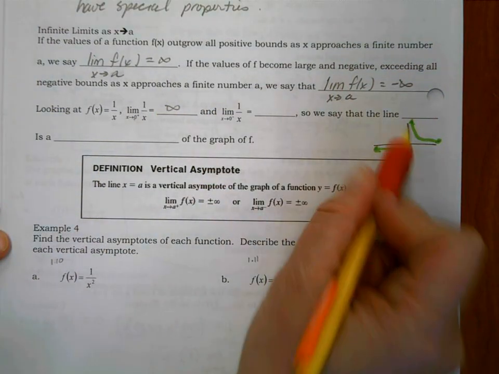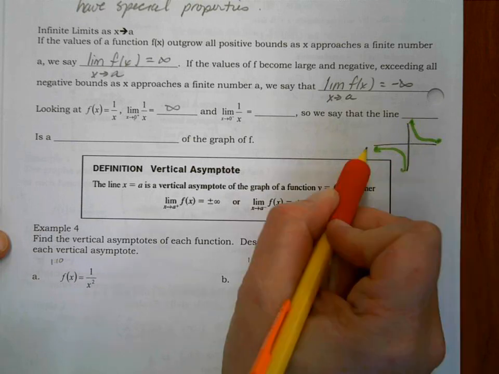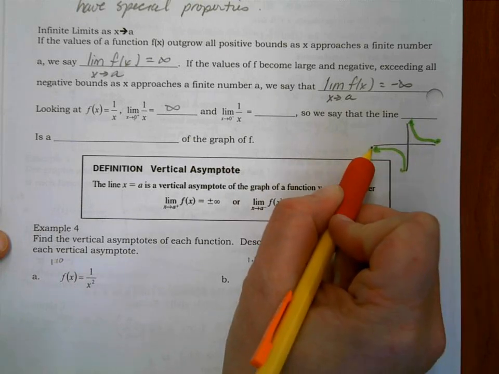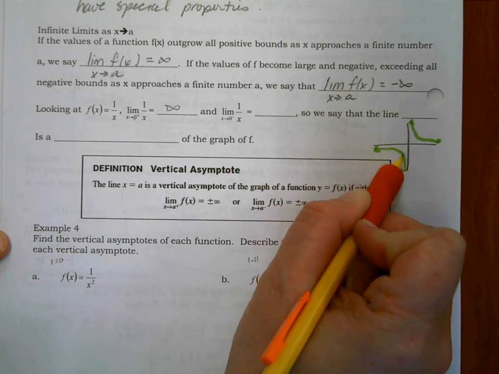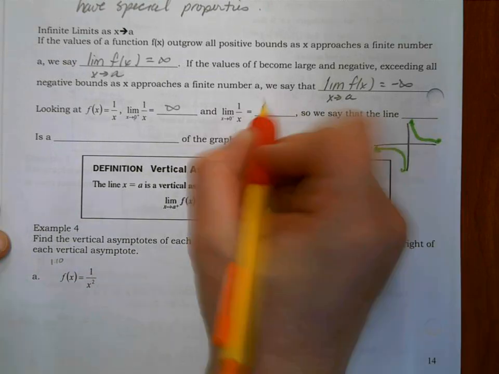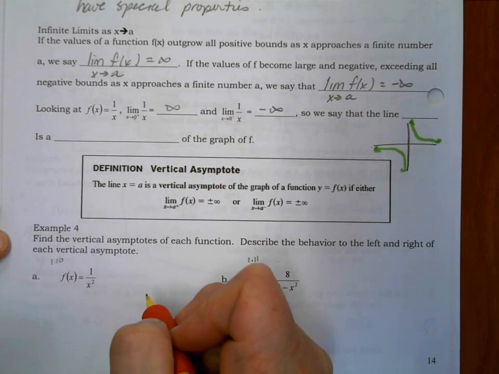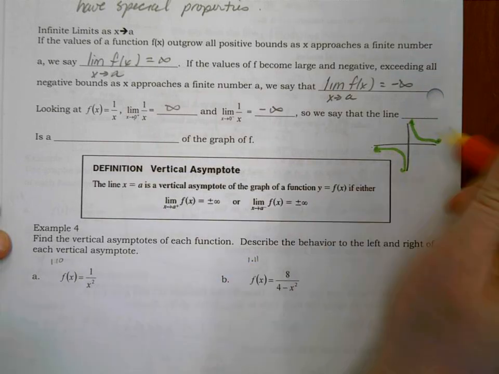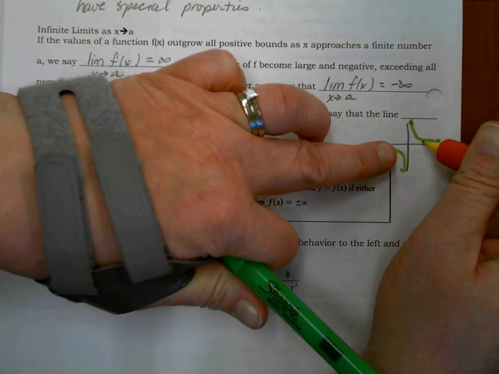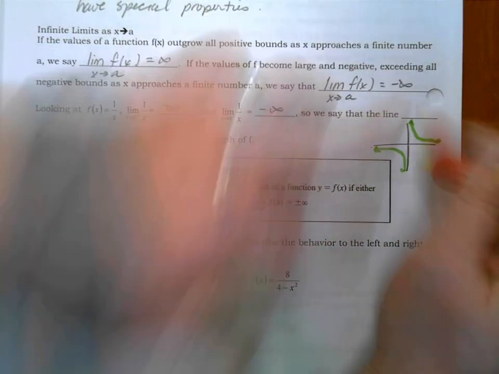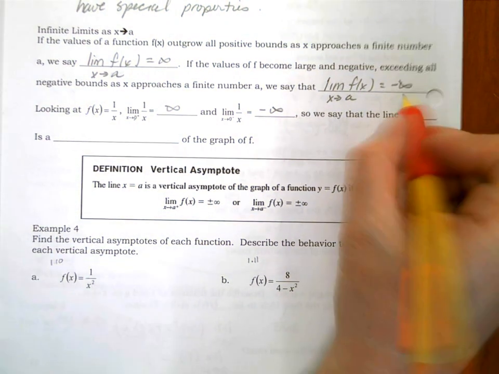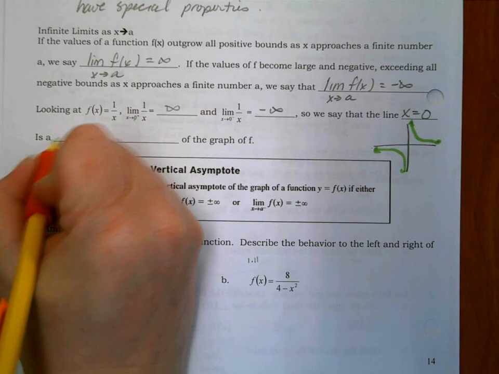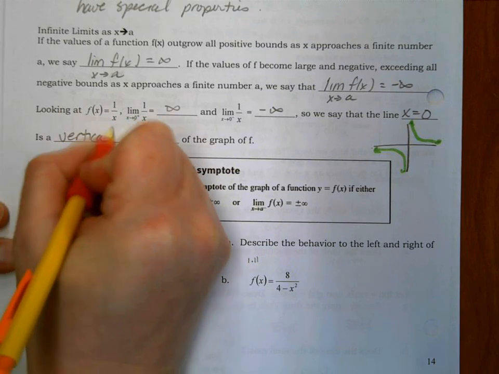And as I approach 0 from the left, so as I'm starting from the left, heading towards 0, my y values are getting smaller, smaller, smaller, approaching negative infinity. So basically, as you're approaching a particular value, you're shooting up or down or both. We say that that line is a vertical asymptote.